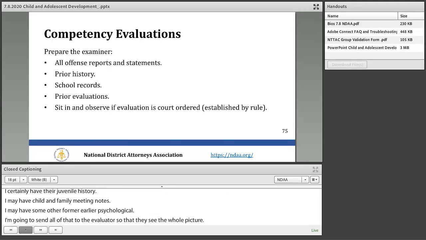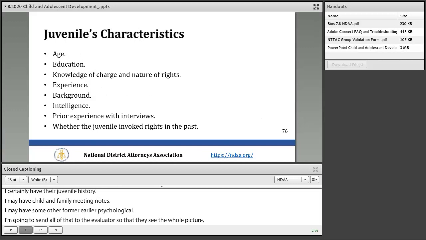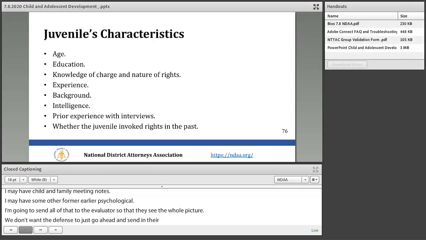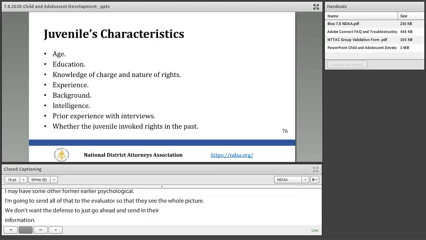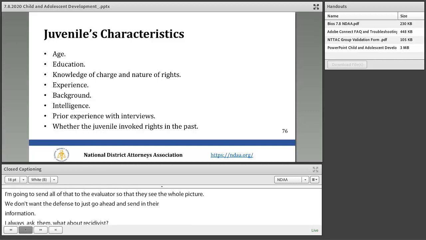We don't want just the defense to go ahead and send in their information. I always ask them, what about recidivism? Is there any way that they can make an assessment in terms of that? For the juvenile's characteristics, these are the things that they're going to be looking at.